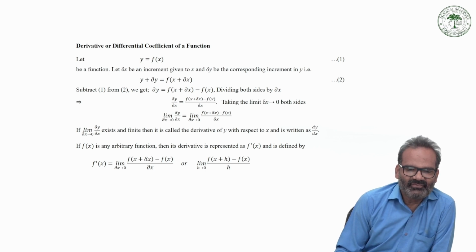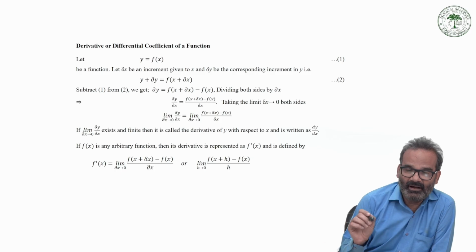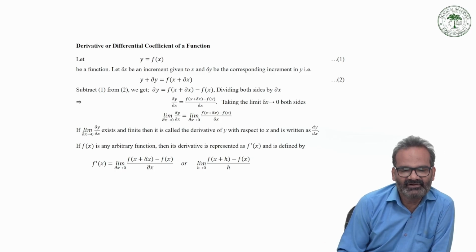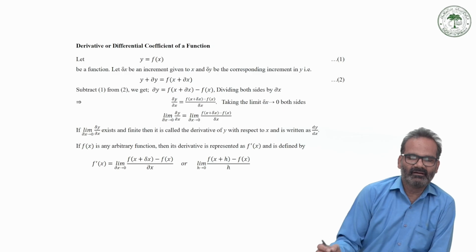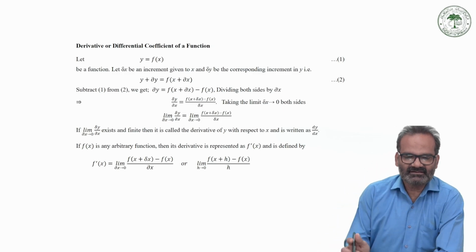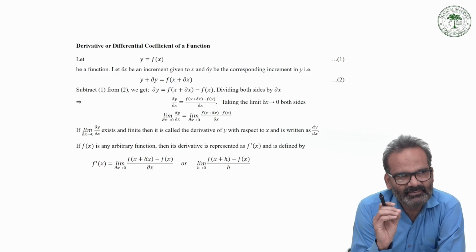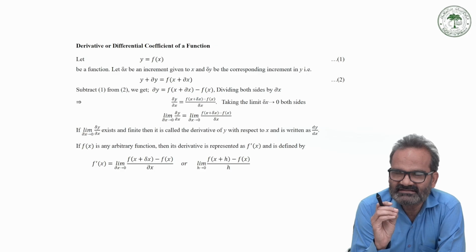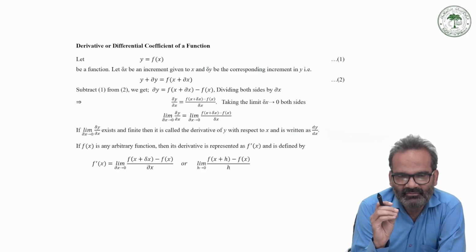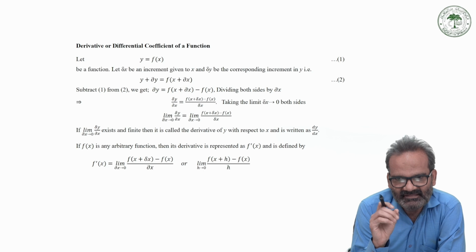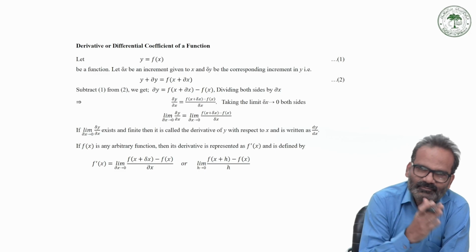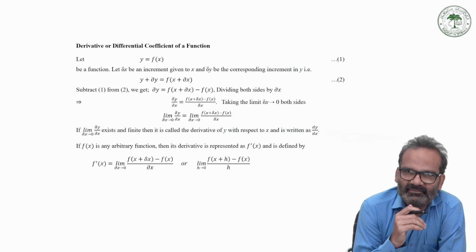Suppose y is equals to f(x). This is a function. Please recall the function we have already discussed in the last few lectures. Here y is equals to f(x) means y is a function of x. It means this x should be taken as the independent variable and the y should be taken as dependent. And you all know from the definition of the function that if any change in the independent variable is being done, the corresponding change in the dependent variable will also be noticed. That is why this is called a functional relationship between two variables x and y.